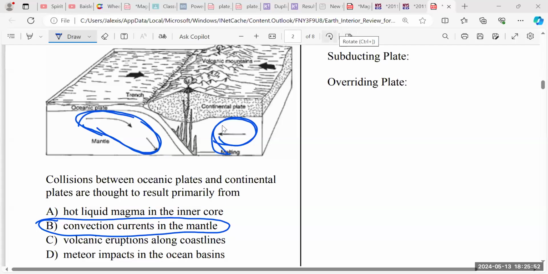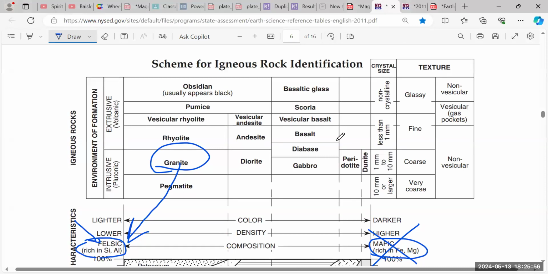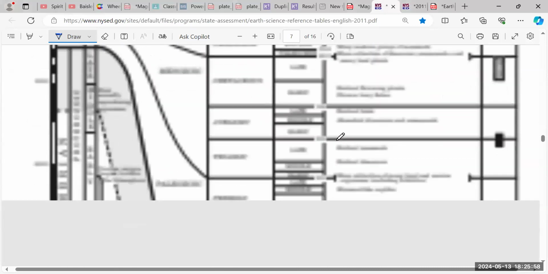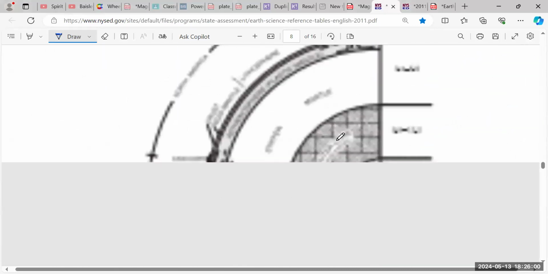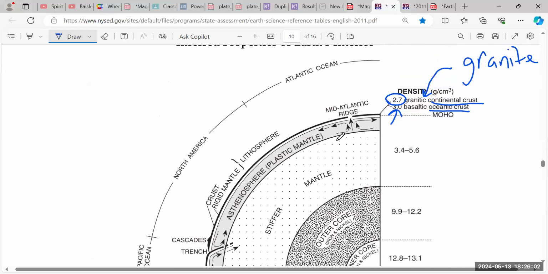Also, if you wanted to look at page 10 of the reference tables, you can actually see right here that these arrows represent convection currents, and this occurs in the plastic mantle, which is part of the general mantle overall. So that's why that's the answer.